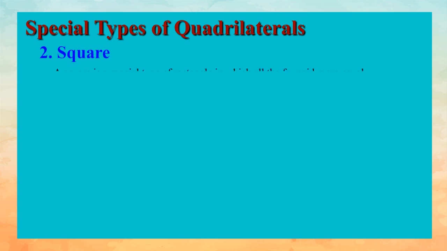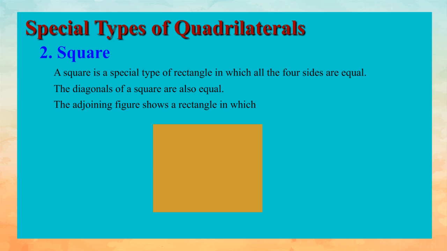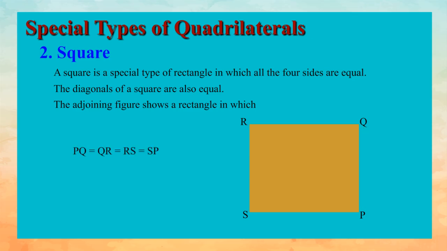2. Square. A square is a special type of rectangle in which all the four sides are equal. The diagonals of a square are also equal. The adjoining figure shows a rectangle in which PQ equals QR equals RS equals SP. So, PQRS is a square and diagonals PR equals QS.